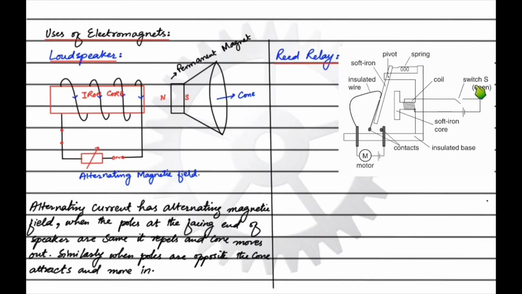Now this is switch S, which is right now open. This is the soft iron core with a coil, and this is the insulated base, contacts, motor, insulated wire, soft iron, pivot and spring. Now if you switch on this circuit, this electromagnet will be turned on, which means it will be magnetized, and once it is magnetized, it will attract this soft iron bar, and by attracting it the contacts of the motor will be closed and the motor will then be turned on.